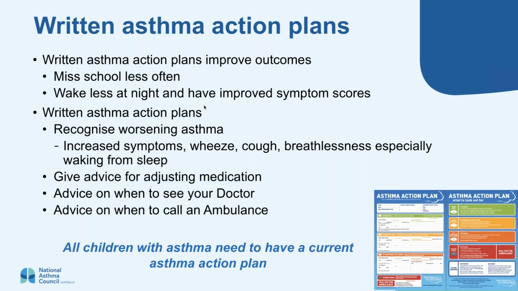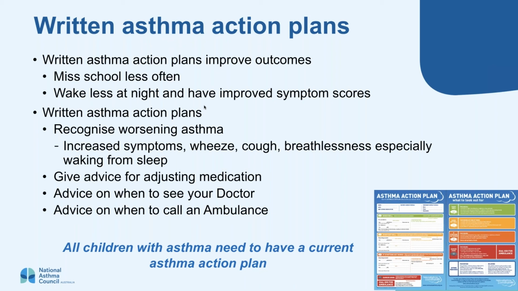And if we're basing them on peak flow measurements, they must be based on the child's best result when they're well. Using their own peak flow meter, we usually record morning and evening values for at least 2 weeks. So written asthma action plans improve outcomes. We find that children miss school less often and don't miss their sport. They wake less at night and they have improved symptom scores.